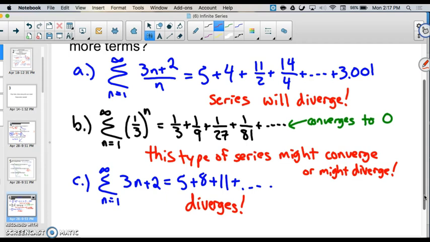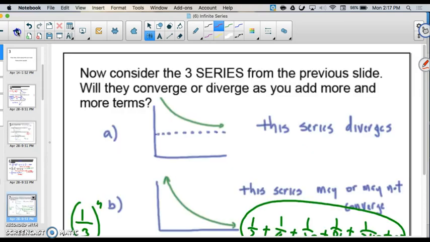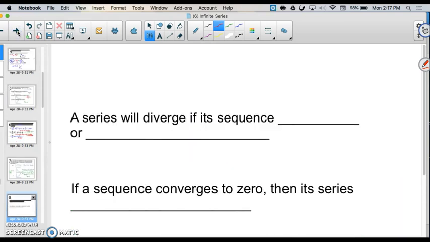So a conclusion we can make based off of this: a series will diverge if its sequence diverges. So keep in mind sequences and series are different. So series, we're adding things up. Sequence is the pattern. So the series will diverge if its sequence diverges, or if that sequence converges to a non-zero number.